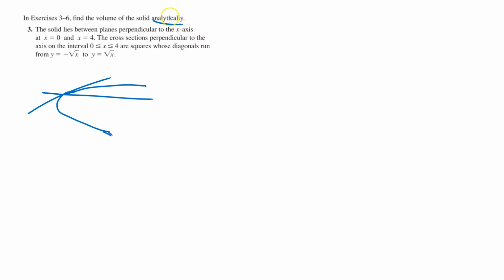Okay, so we have squares with diagonals, I believe they say. So squares are going to come out like this and also go underneath like that. There's our diagonal that runs from negative root x to positive root x. So we have these squares. Good idea to draw a representative subinterval here. So that length is going to be 2 root x. So side length is 2 root x over root 2.